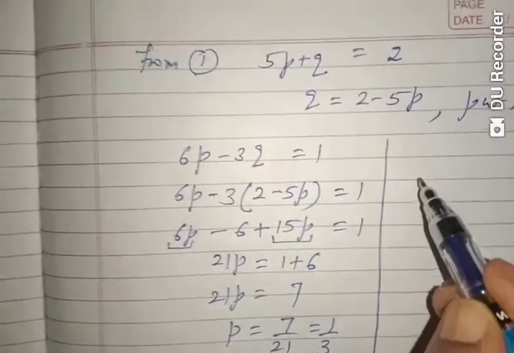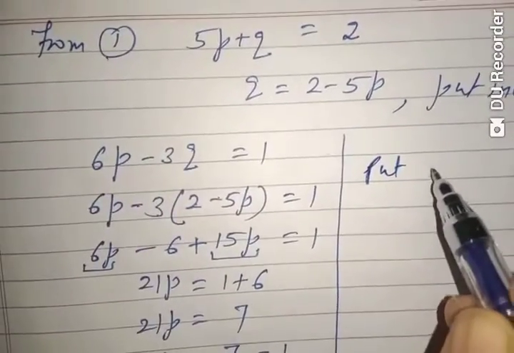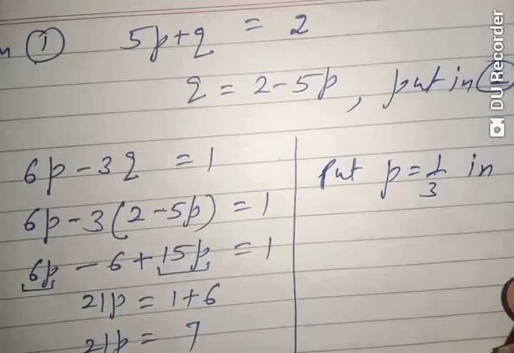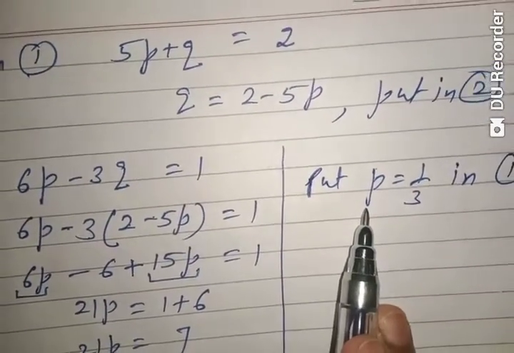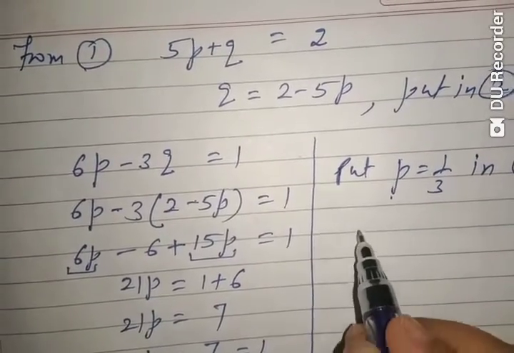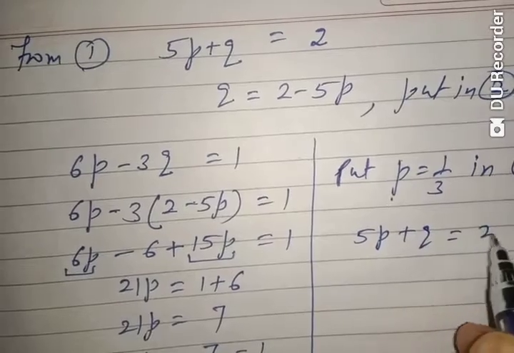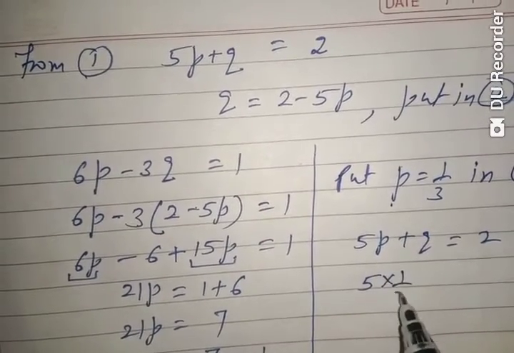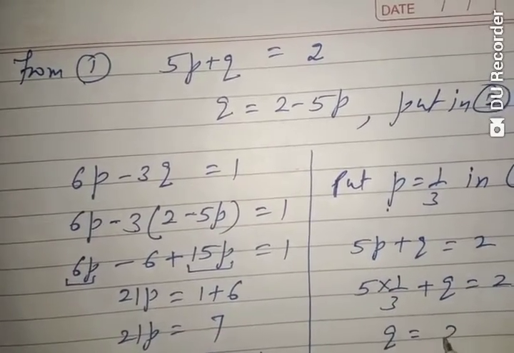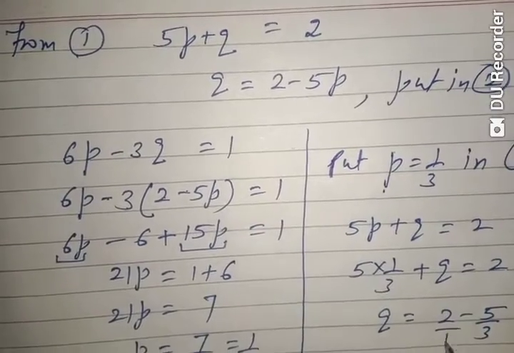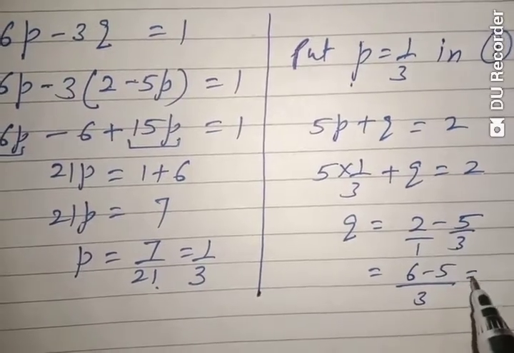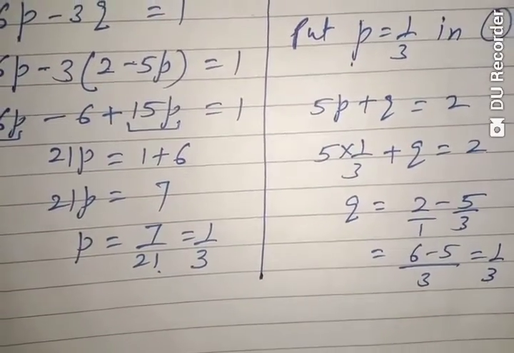Now put p is equal to 1 by 3 in the first equation, in 1. This value you can substitute in any of the equations, 1 or 2, it does not matter, but I am going to put it in 1. So 5p plus q is equal to 2. It is 5 into 1 by 3 plus q is equal to 2. q is equal to 2 minus 5 by 3. After taking LCM, the LCM is 3, 6 minus 5 over 3 is equal to 1 by 3. p is 1 by 3 and q is 1 by 3.